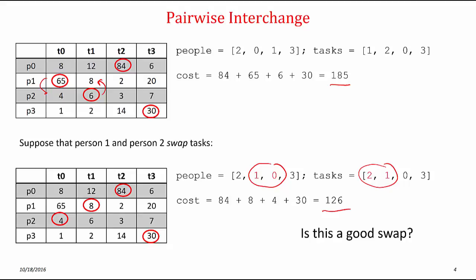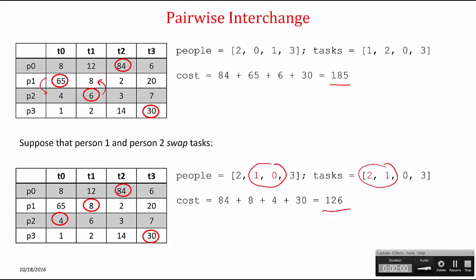So since swapping person 1 and person 2 tasks resulted in a lower overall cost, we would say that this is a good swap that we would potentially want to make. Whether we do or don't make the swap depends on the specific heuristic that we're using based on pairwise interchange. But again, the whole idea of pairwise interchange is that I start with a solution, I pick two people, and I test to see whether that swap is good and try to figure out the impact of that swap on the total cost.